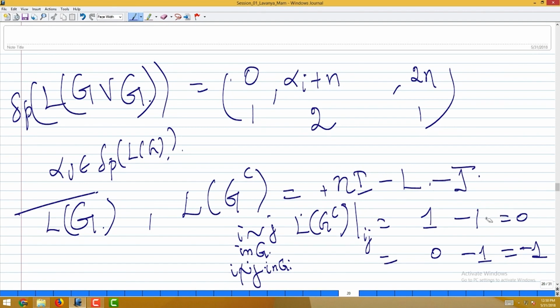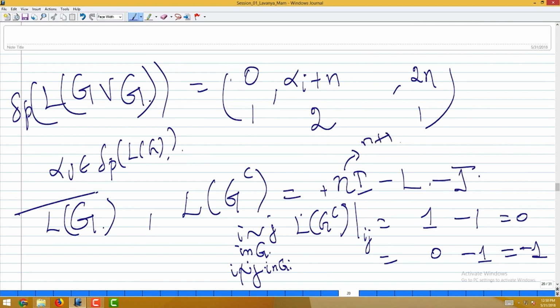What about the diagonals? So you have n minus degree of j minus 1. Is that okay? Yes, no? So why no? n plus 1 is n plus 1.